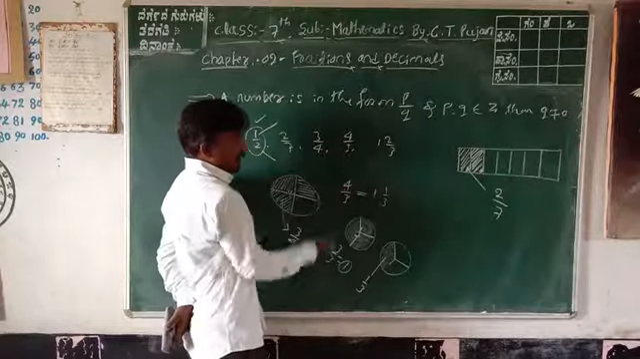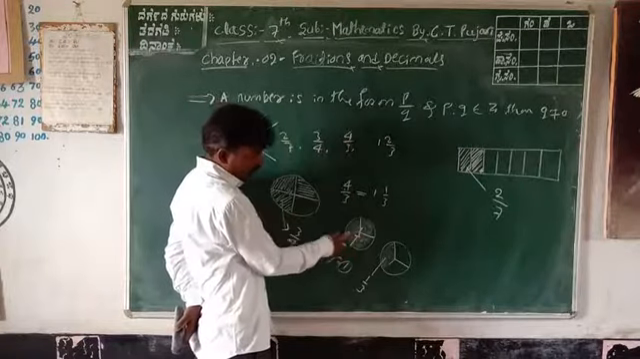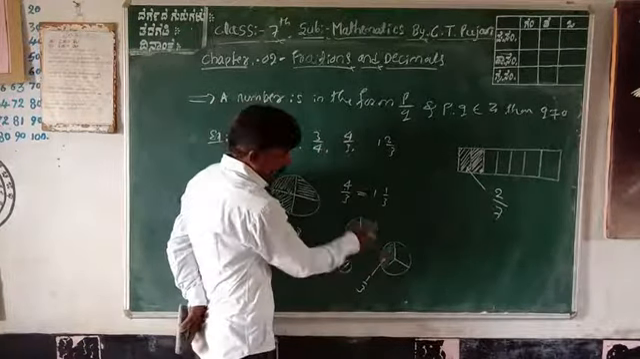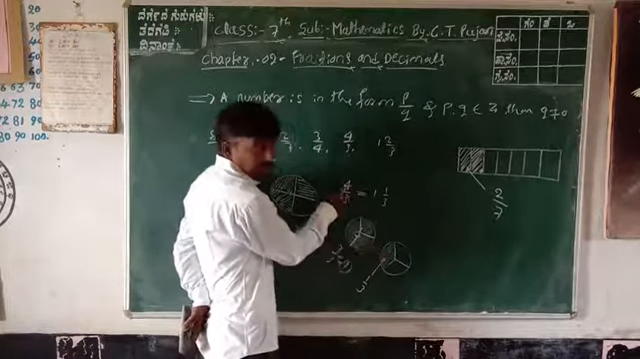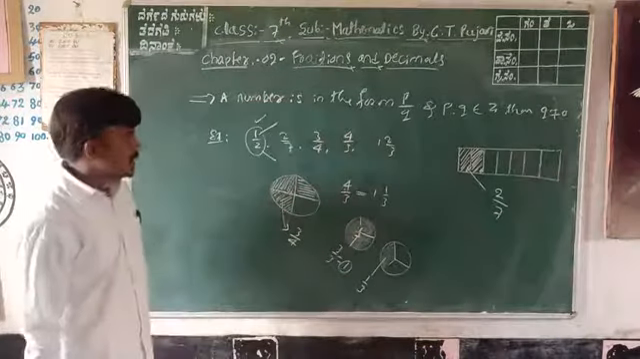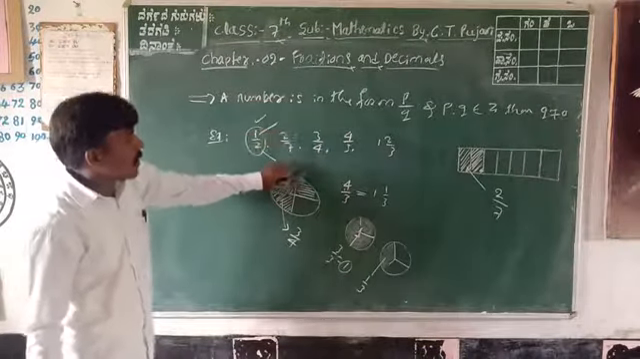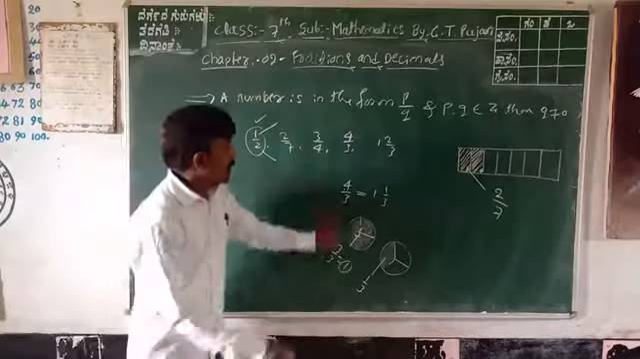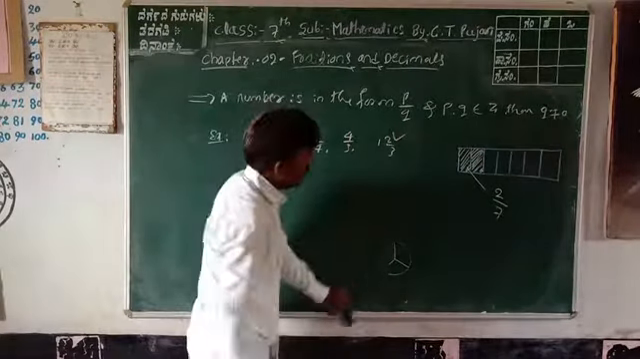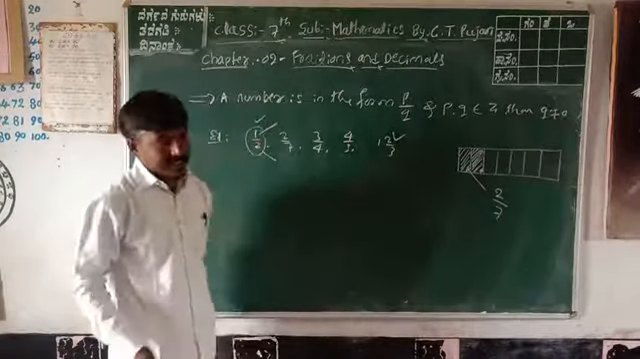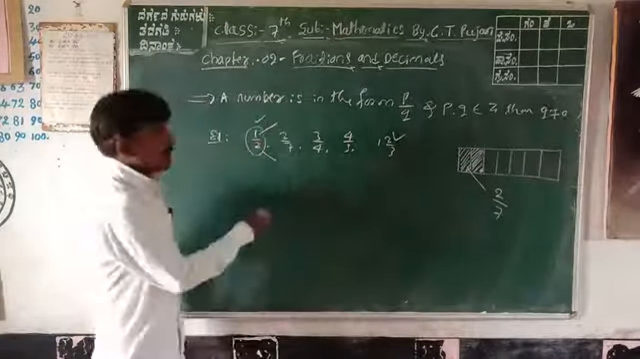Therefore, 4 by 3 is 1 portion, then 2, 3 and 4. Total portion is 3, selected portion is 4, so the denominator is 3. No problem. Got it? And also the next integer. In this one integer, 2 by 3, same as it is. 1 means the whole thing.